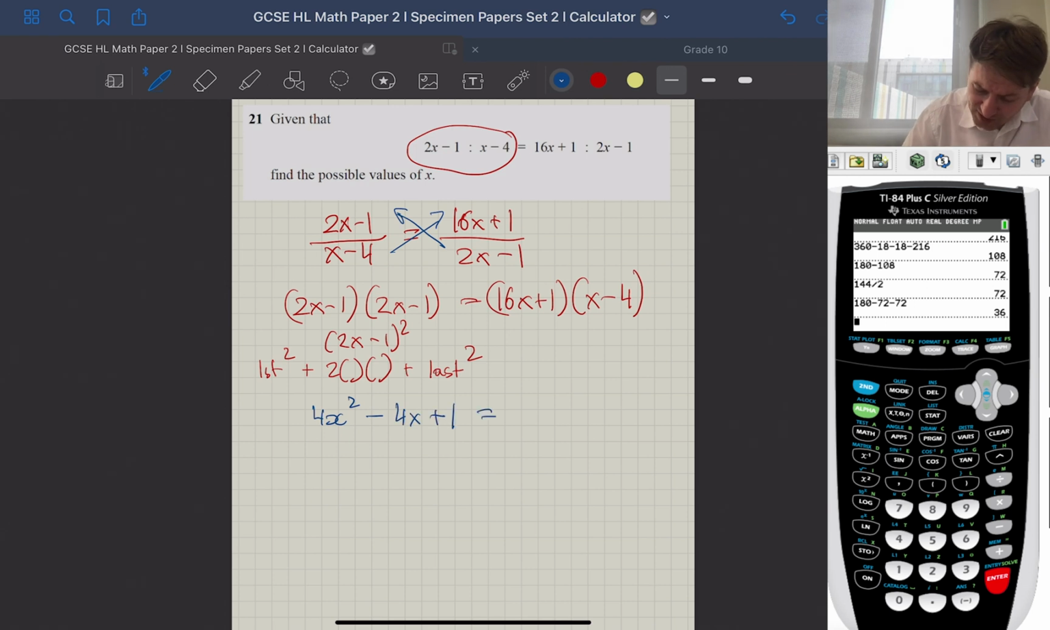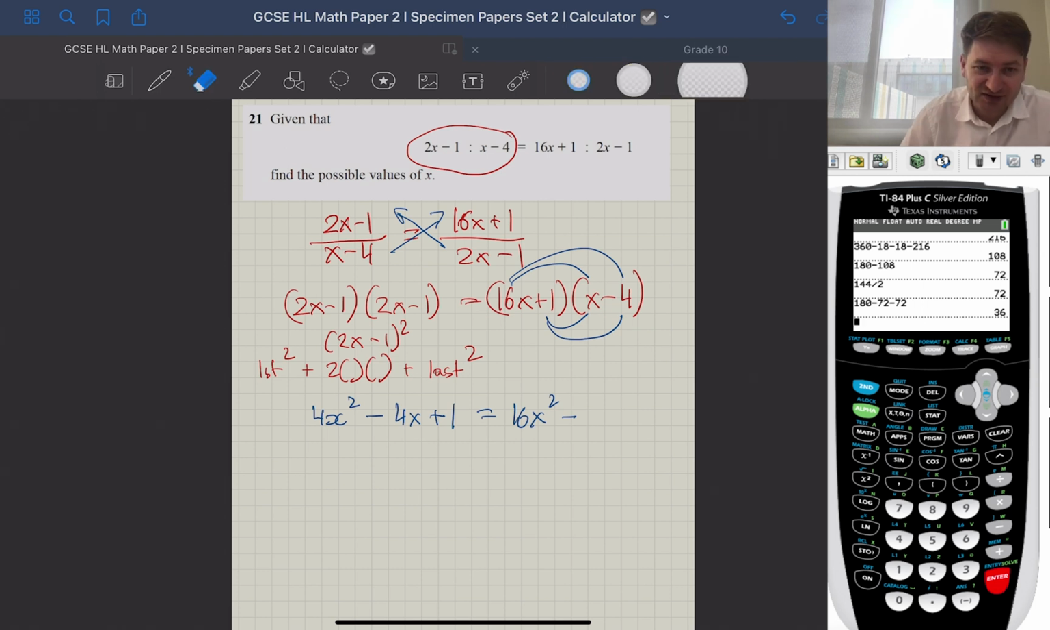Here we need to expand everything. So we got 16 times x, 16x squared, minus 16 times 4, which is 64. Yeah, 64.